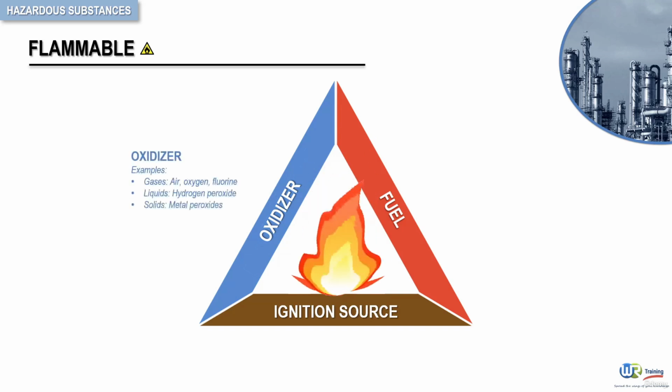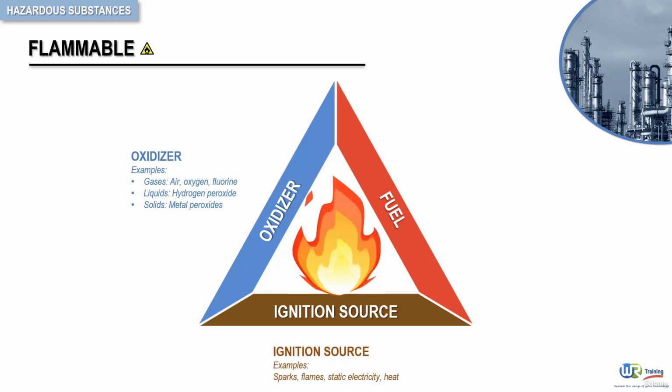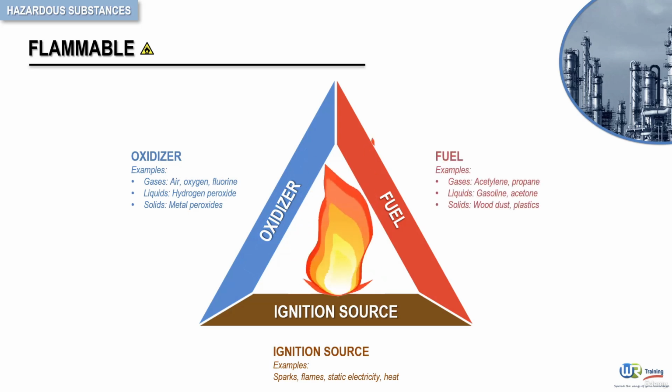Examples of oxidizers are air, oxygen, and fluorine for gases, hydrogen peroxide for liquids, and metal peroxides for solids. Examples of ignition sources include sparks, flames, static electricity, and heat. Examples of fuel are acetylene and propane for gases, gasoline and acetone for liquids, wood dust and plastics for solids. Keep in mind here, vapors and liquids are in general easier to ignite.